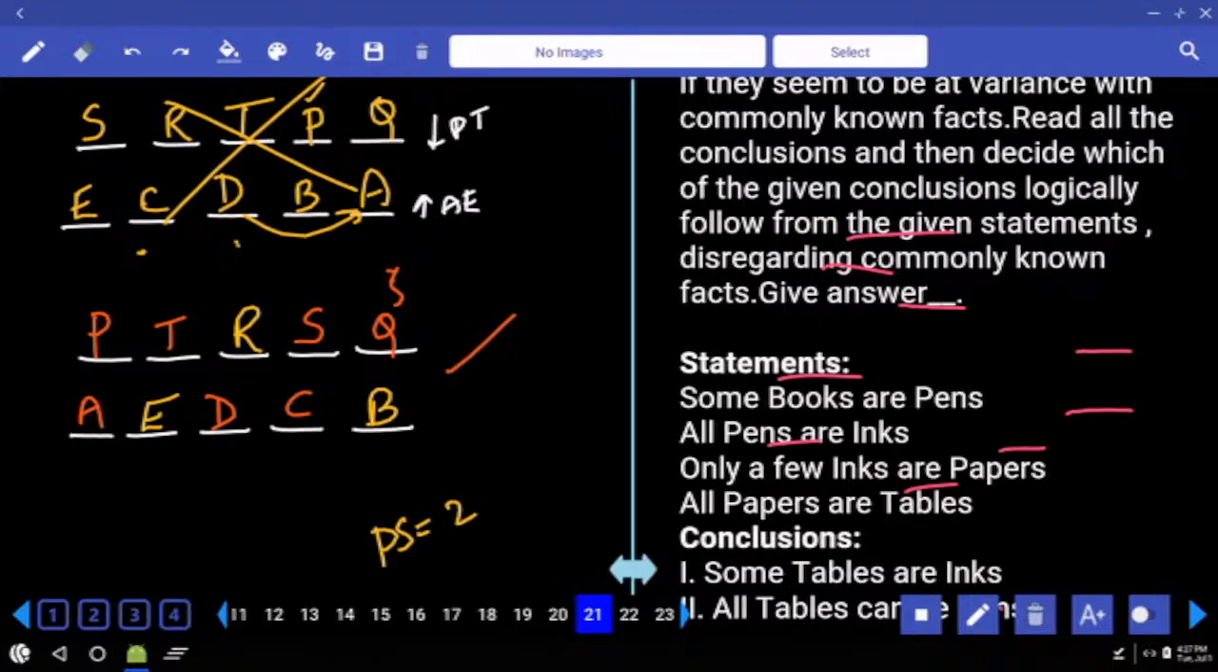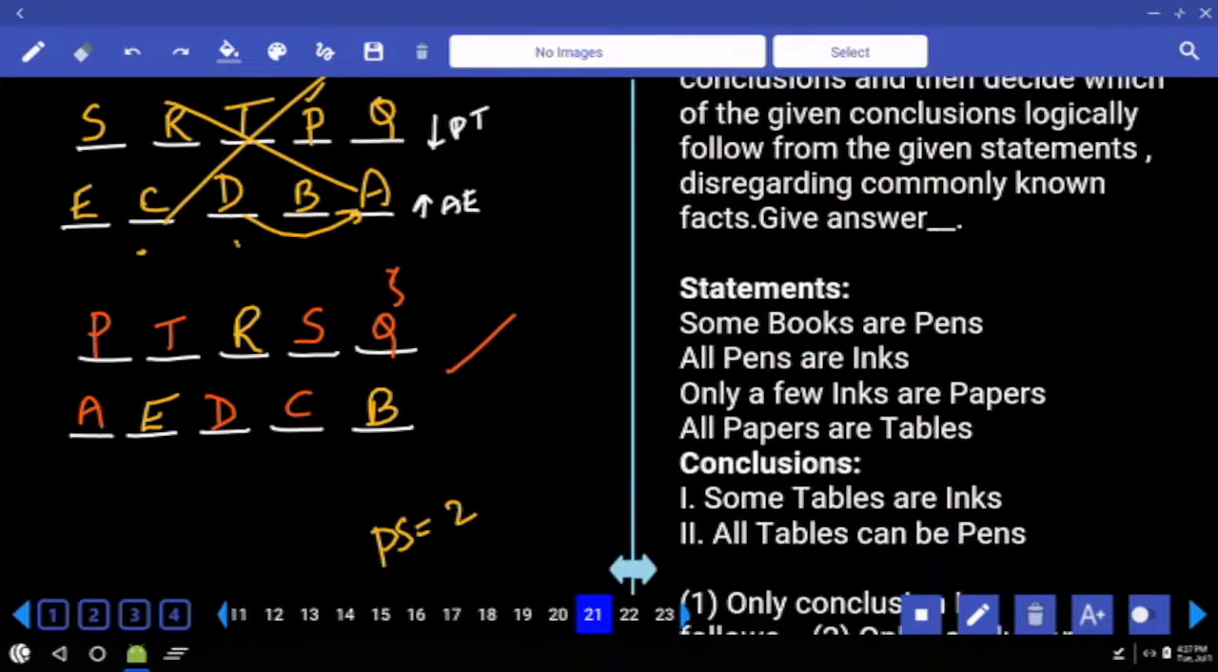Then 21 to 25. First or second priority? 21 to 25, definitely first priority. Syllogisms are always under the first priority.